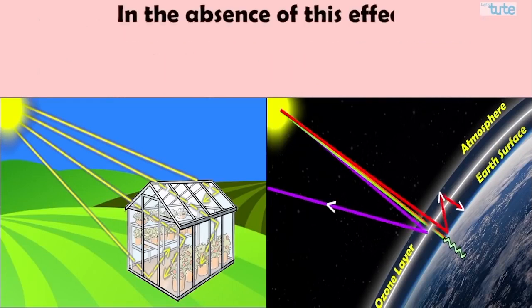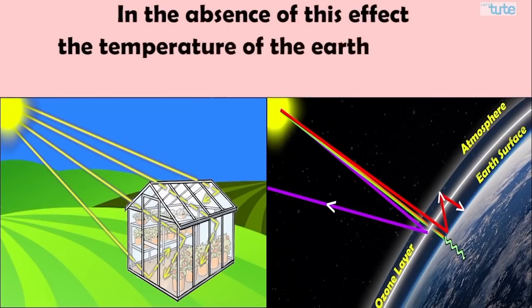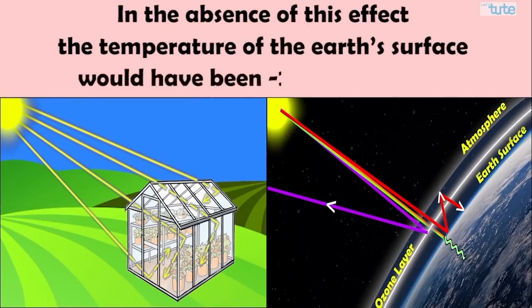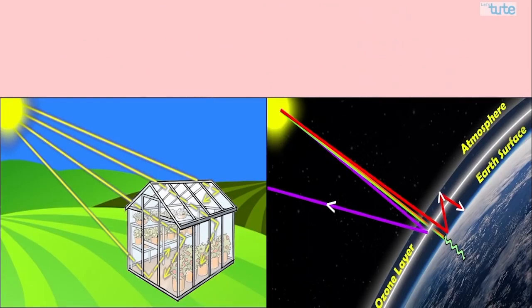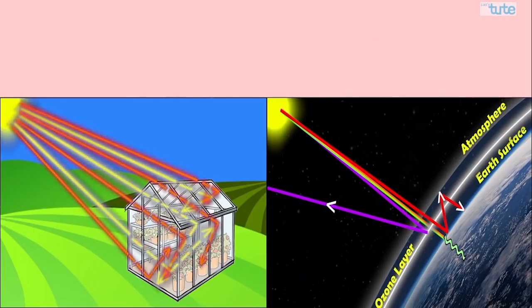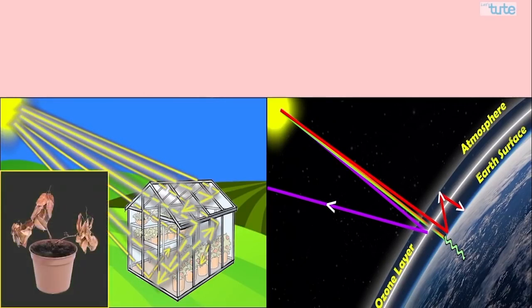The greenhouse effect is essential in order to keep our planet warm. In the absence of this effect, the temperature of the Earth's surface would have been -20 to -40 degrees Celsius. But too much of something is bad, right? If the plants in a greenhouse receive excess heat, they would burn.